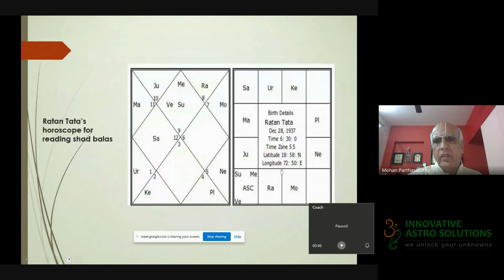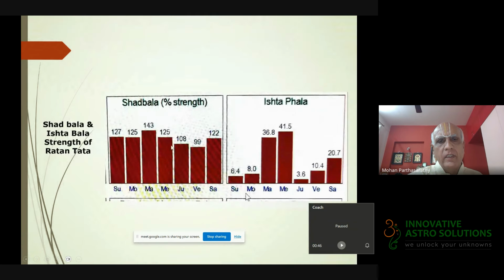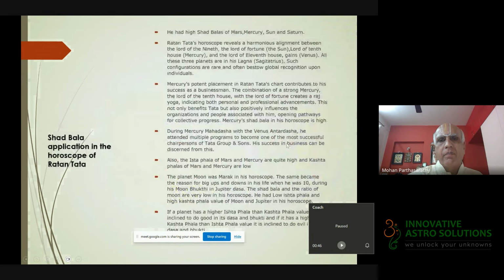Mercury's potent placement in Ratan Tata's chart contributes to his success as a businessman. How? Mercury is in the Lagna, Lord of 7th and 10th. The Shadbala of Mercury is somewhat okay, and the Ishtapala of Mercury is very high. During Mercury Mahadasa with Venus Antardasha, he undertook multiple programs to become one of the most successful chairpersons of Tata Group and Sons. His success in business can be discerned from this. Also, Ishtapala of Mars and Mercury are quite high, and Kashtapalas of Mars and Mercury are low.